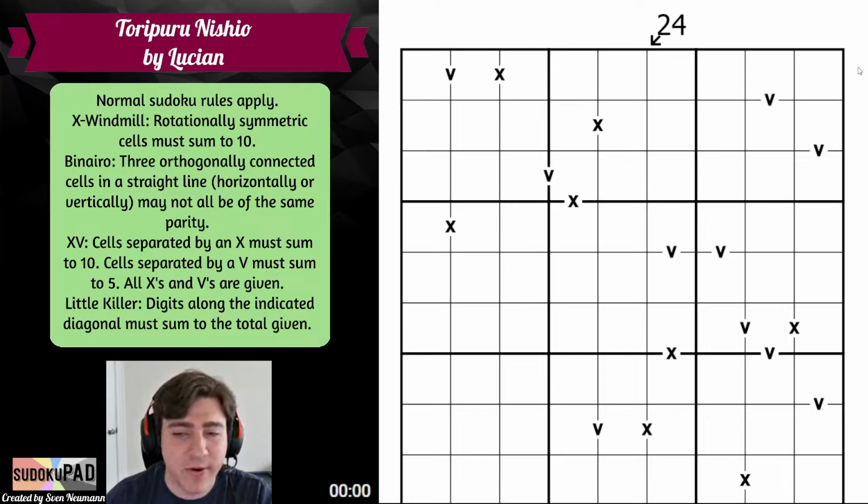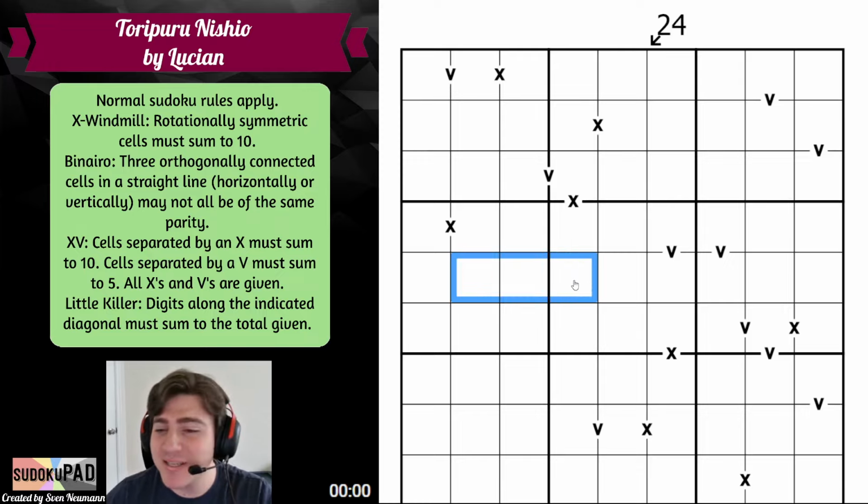Then we have binarrow: three orthogonally connected cells in a straight line, horizontally or vertically, may not all be of the same parity. So I give an example once again: row 5, columns 2 to 4 must contain at least one odd and one even digit.